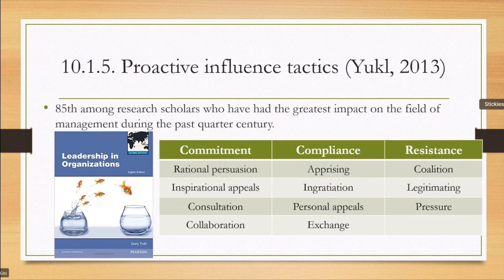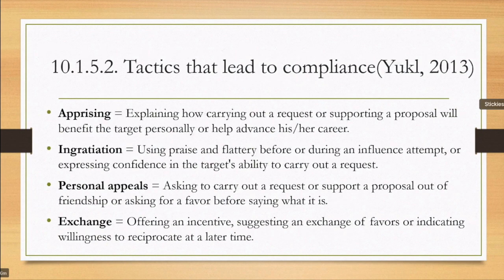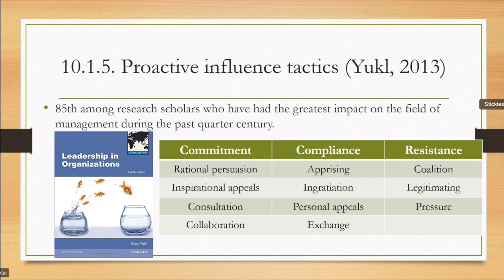Proactive influence tactics. I mean, this is also pretty self-explanatory, I guess. And also this one, core tactics and tactics of how to lead to commitment. There's 3 different levels, basically. There's rational persuasion, inspirational appeals, consultation. That's what we've seen here, basically. There's different proactive influence tactics that you can use, and there's obviously 3 different categories in terms of effectiveness.